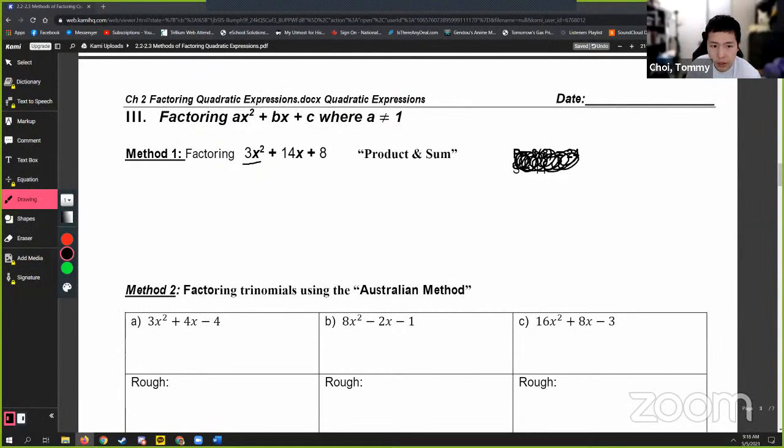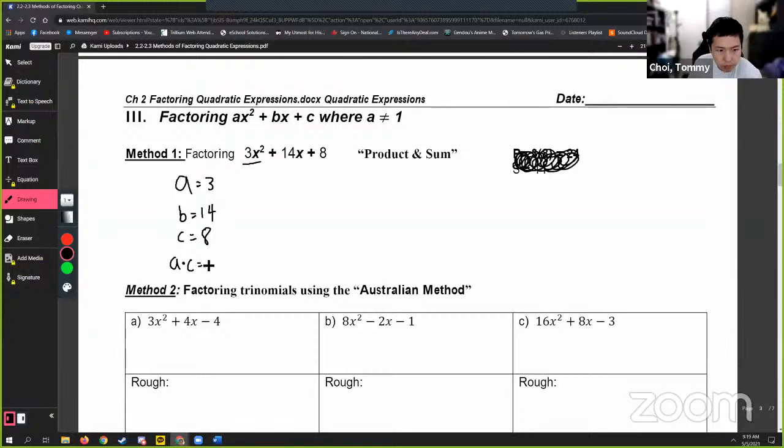If we can't common factor out the 3, what do we do? How do we figure that out? What happens here is, let's write down our A, B, C, and A times C. So A is 3, B is 14, C is 8, and we write down A times C. So 3 times 8 is 24.